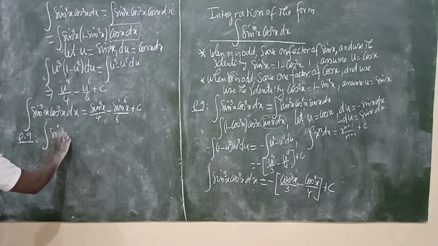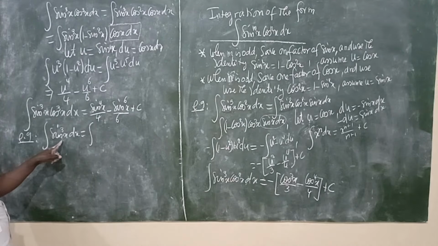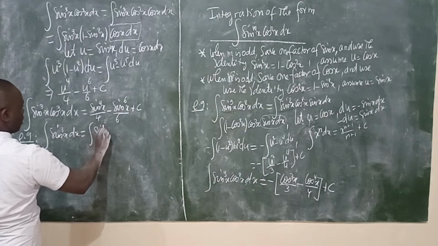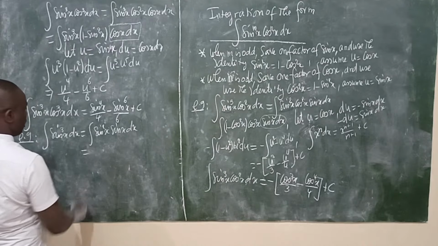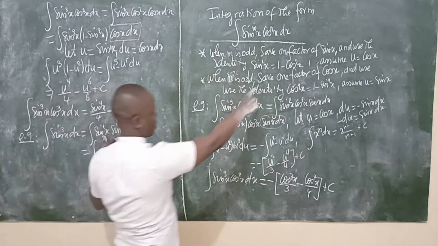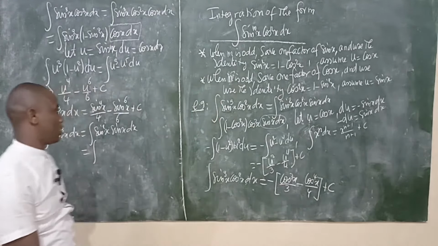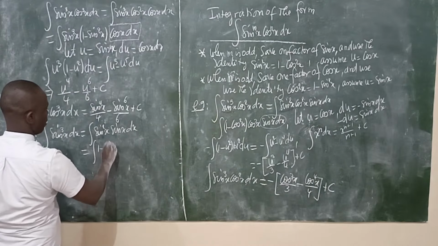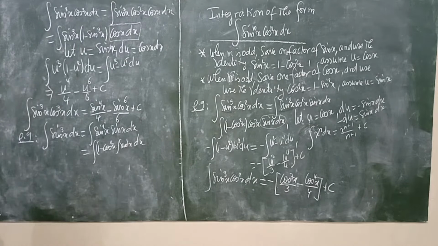Sine^3 x dx. Even here, because the power of cosine is 0, we can save one factor of sine. That is sine squared x times sine x dx. And as we save a factor of sine, sine squared x must be replaced by 1 minus cosine squared of x. This is 1 minus cosine squared of x times the sine of x dx.